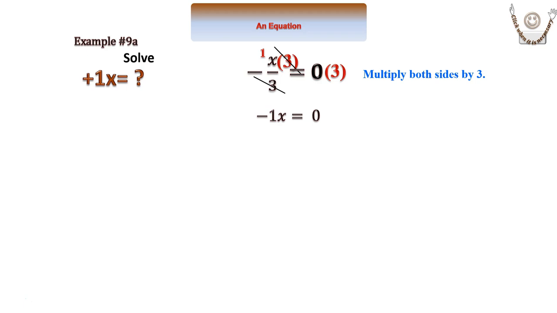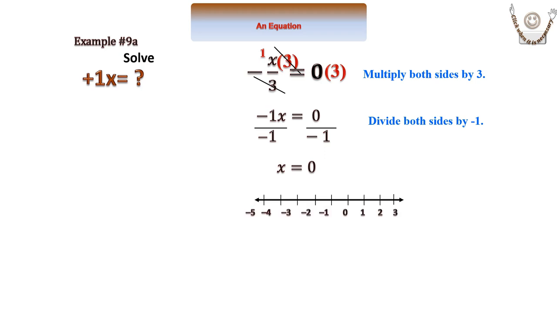Now we are looking for positive 1x, and we have negative 1x. In order to get positive 1, we have to divide both sides by negative 1, and then negative divided by negative on the left gives us positive 1x or just x, and 0 divided by negative 1 is 0 because 0 divided by any number results in 0. Now we can show a real number line solution of this equation, or we can show the solution set.